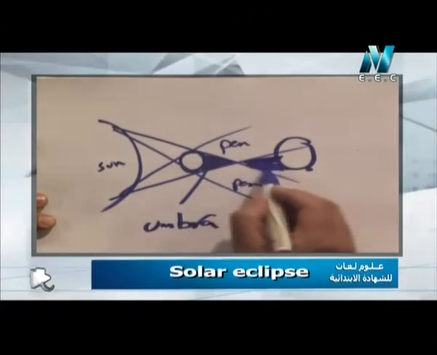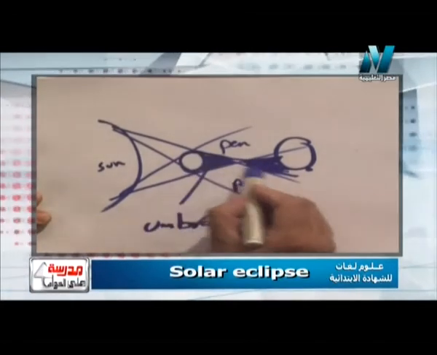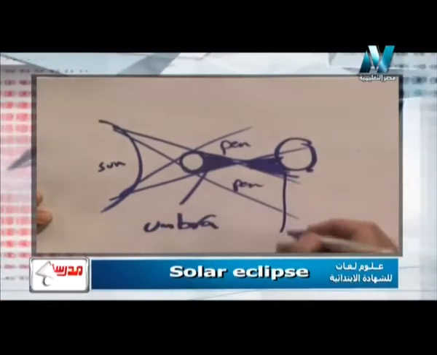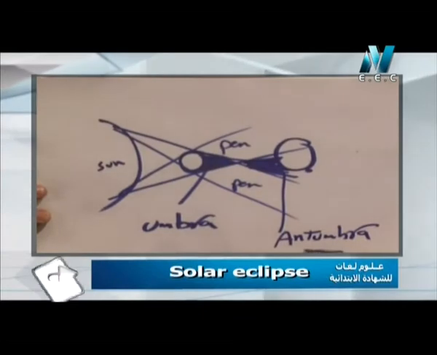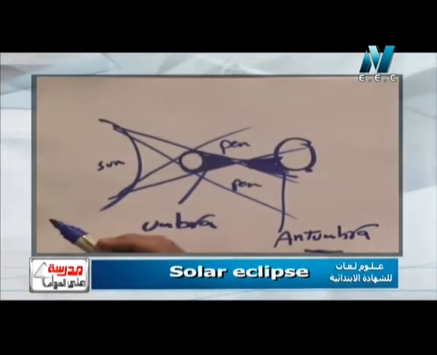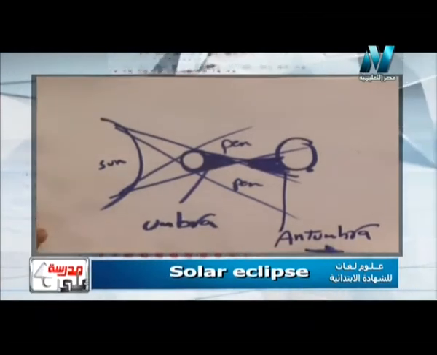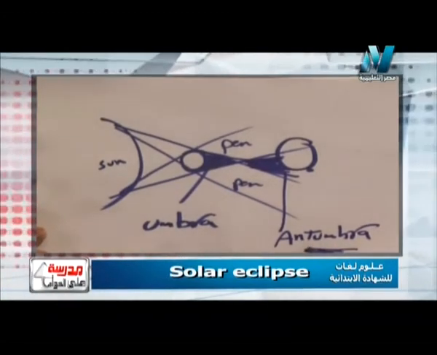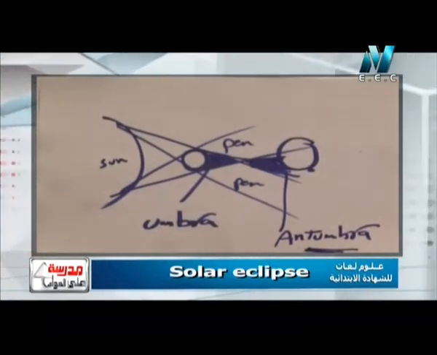So what about this third area? The third area is what we called the extension of the umbra. We called it antumbra. So in the area of antumbra we will see a lighted ring of the sun. Imagine that the moon tries to cover the sun completely, but because it is smaller, it doesn't cover all of it.